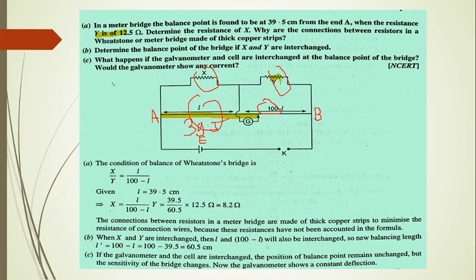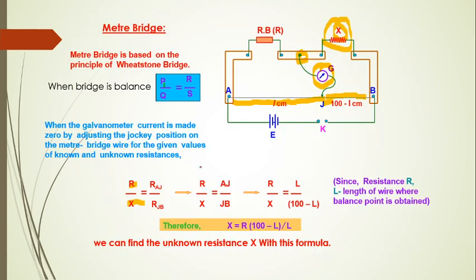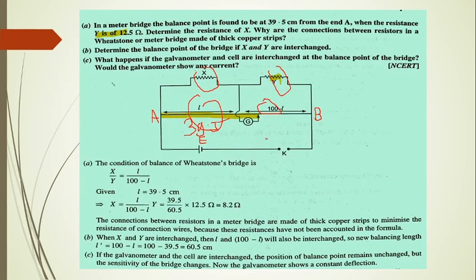Then the question is, why are the connections between the resistors of the Wheatstone or meter bridge made of thick copper strips? These thick copper strips are used for making the meter bridge. Because resistance is inversely proportional to the area of cross section, when thickness is more, resistance will be lower. So the connections are made of thick strips to minimize the resistance of the connection wires, because these resistances are not counted in the formula.